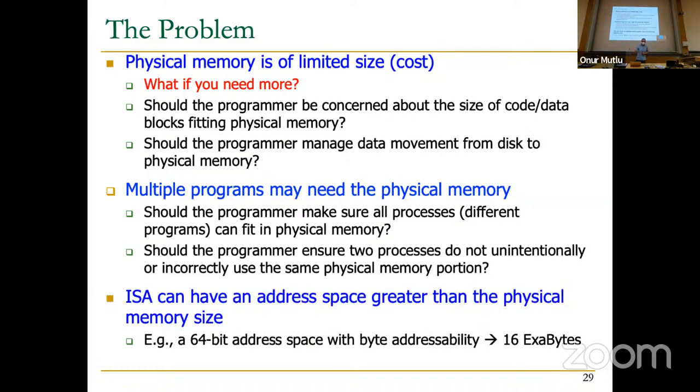And there's another issue that's also interesting to think about. Instruction set architecture can have an address space greater than the physical memory size. If you look at the instruction set architecture specification, some of them have 64-bit address spaces, right, with byte addressability. Now, if you think about that, that is 16 exabytes, right? But clearly, we don't have 16 exabyte memories today. In a single node, at most we have is multiple terabytes, let's say. It's increasing, that's the good part, but we're not there yet.